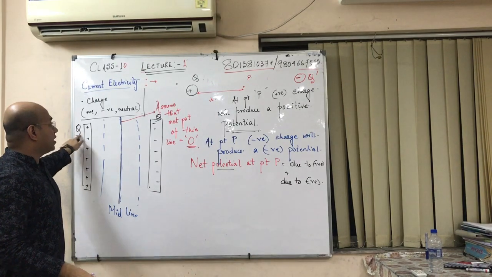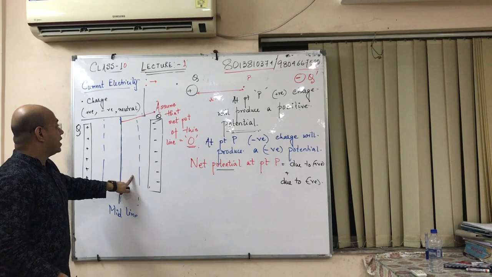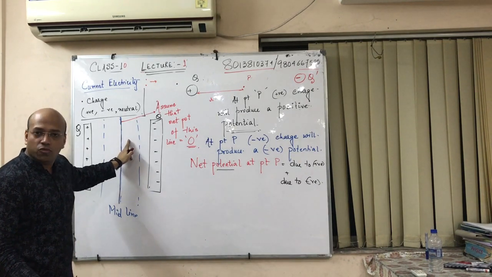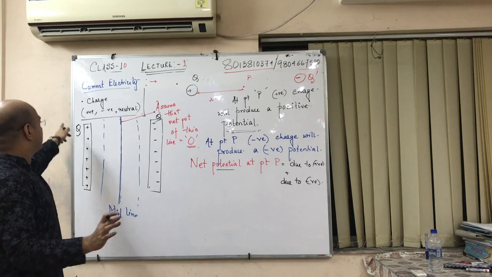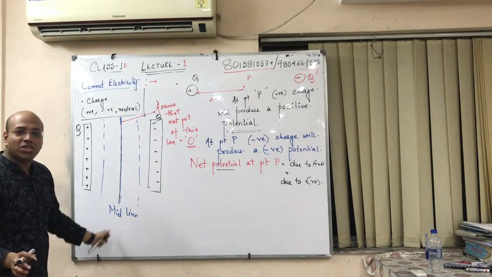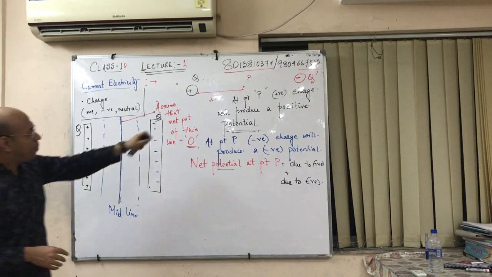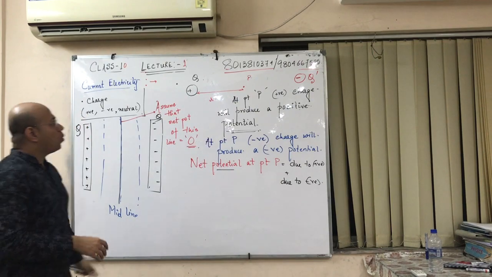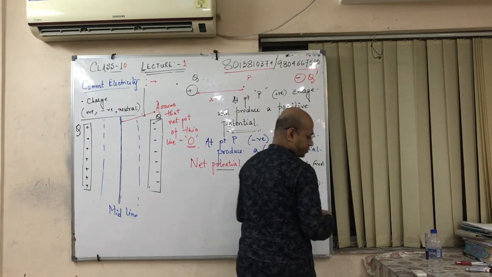If this is greater than this, then the midline won't be at the middle. It will be somewhat inclined towards this side. So for your basic understanding, I am assuming they are equal in magnitude and the net zero potential is the midline between them. Okay? So I hope this is clear. Once this is clear, we will step on to the next topic.